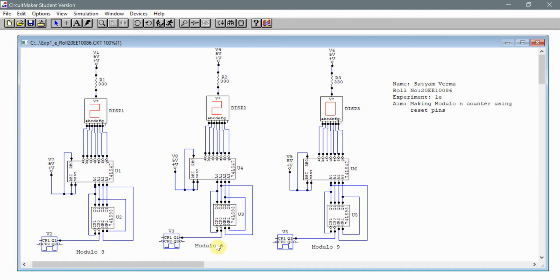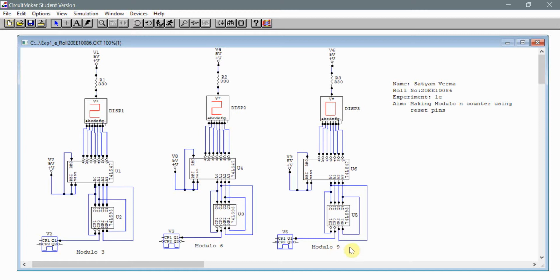Similarly, we have made a modulo 6. I have made a modulo 6 circuit over here, wherein I have connected MR1 to A2 and MR2 to A1. So the first instance, when both of these pins simultaneously become 1 or reach the high state, is at 0 1 1 0, which is equivalent to 6 in the decimal system. So therefore this would be a counter which would go from 0 to 5. So therefore a modulo 6 counter.